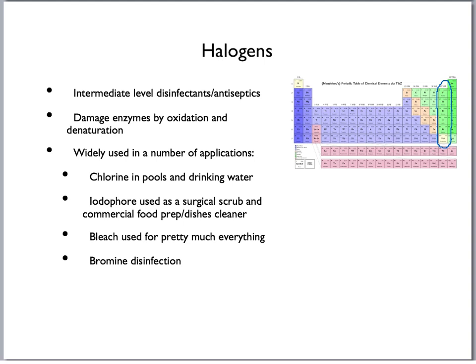But we use it to clean everything. Bleach is probably right up there with alcohol as the most common cleaner that we use. And bromine is also used as a disinfectant, but I don't know much about that. I don't think it's very common.